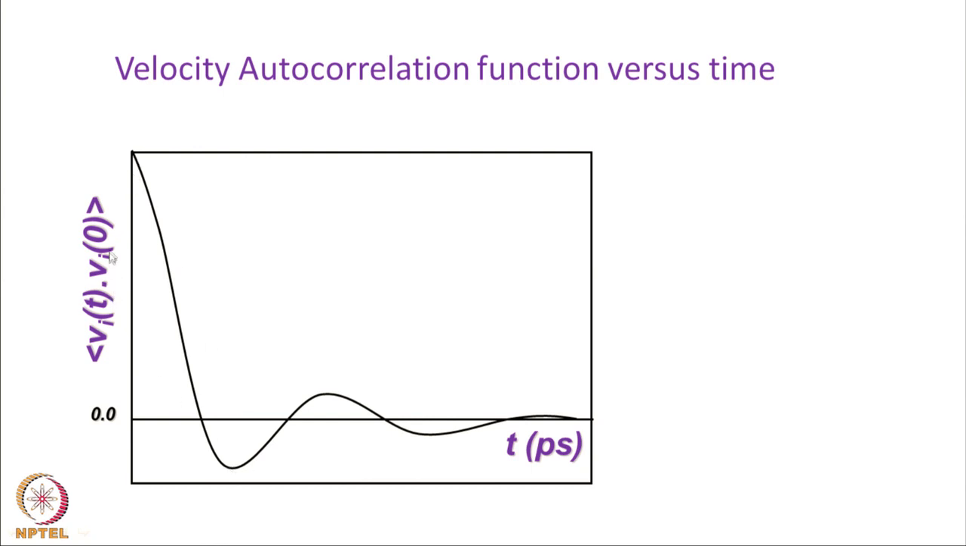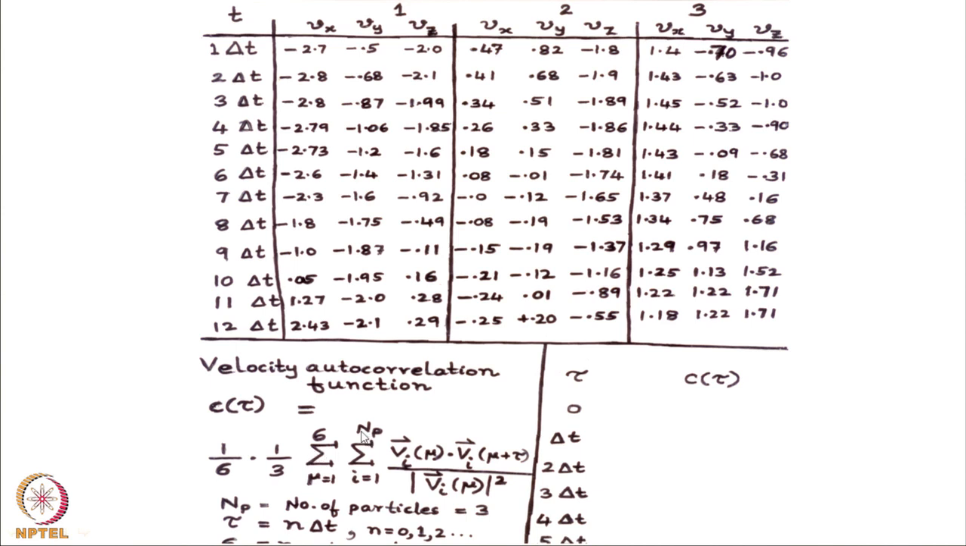That is, initially the particle starts moving, say, in one direction, then the molecules in that direction will oppose that movement. Once the molecules in that direction oppose the movement, the particle will come back. So, therefore, velocity at time t will be negative compared to velocity at time 0. That is why the velocity autocorrelation function takes a negative value. So, this slide really tells you what is the meaning of that autocorrelation function.